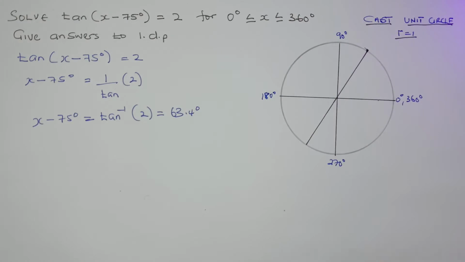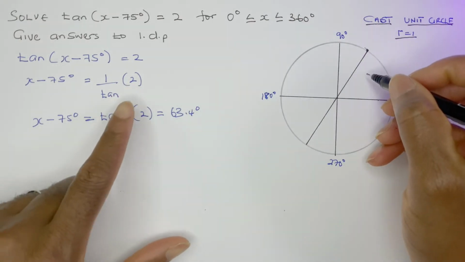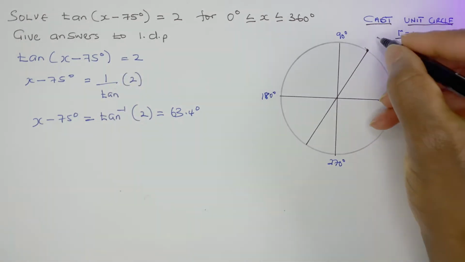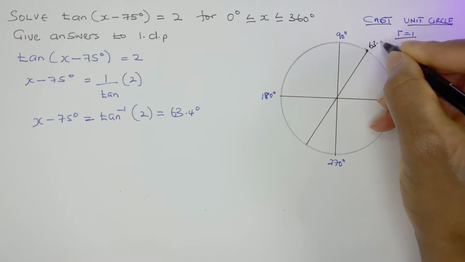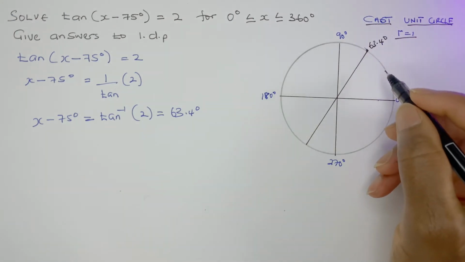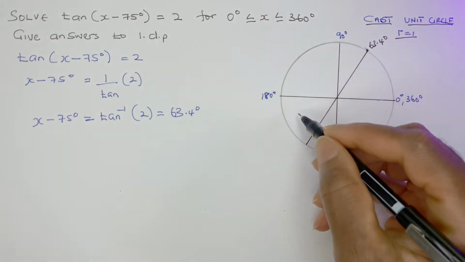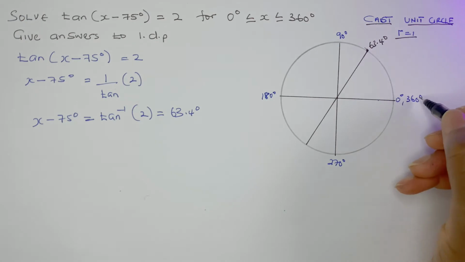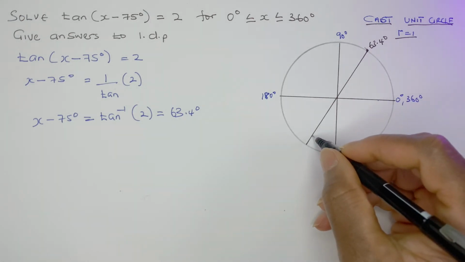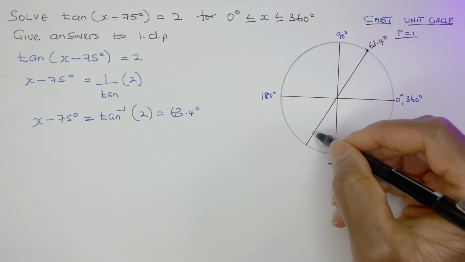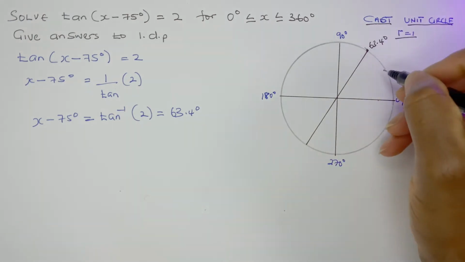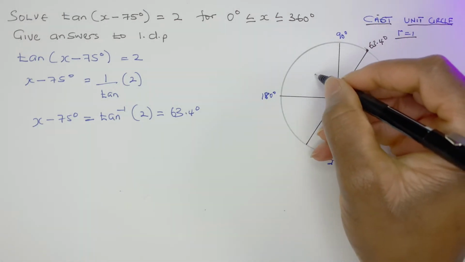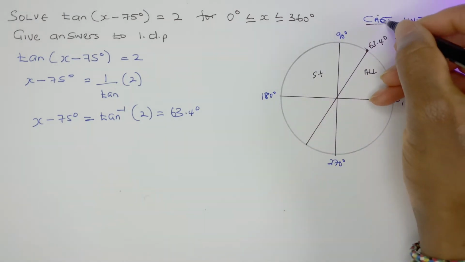So this is where tan is positive, because we want inverse tan of 2, and 2 is a positive number. So that angle here is 63.4 degrees. And if I go add 180 to that, because I'm going from 0 to 360, tan is also positive here using CAST. As you can see, all is positive here for CAST. That's what A stands for. Here, sine is positive. That's what S stands for.